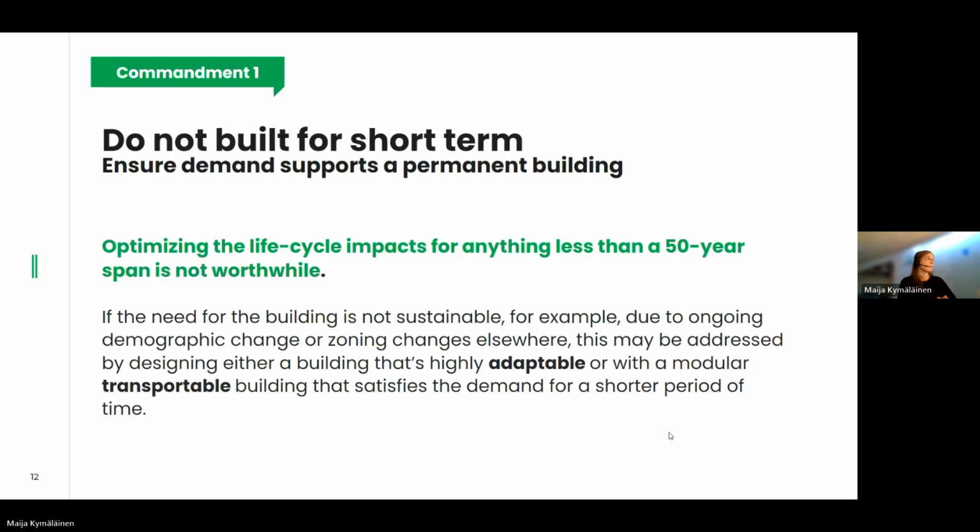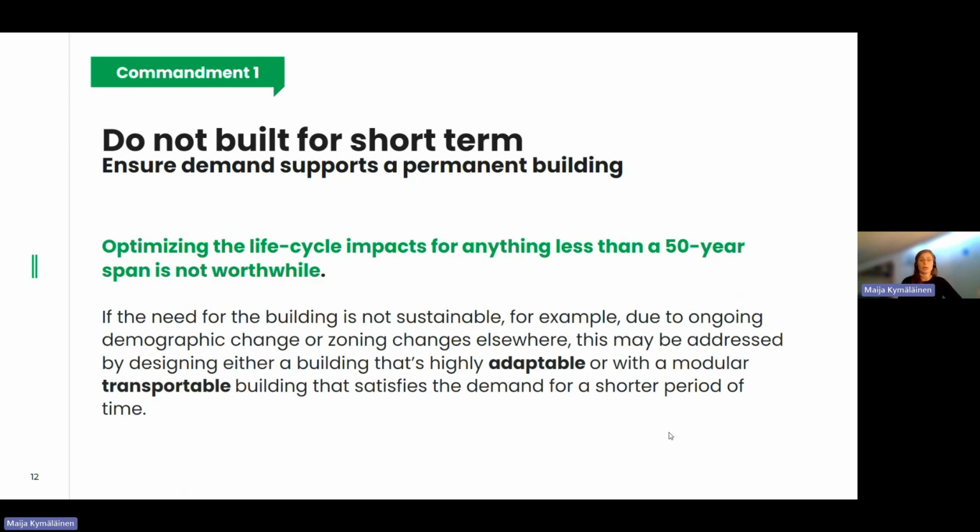Commandment 1: do not build for short term, but ensure that the demand supports a permanent building. Optimizing the life cycle impacts for anything less than 50 years is really not worthwhile. The shorter the service life of a building, the more impacts it will have per year. If we build for 100 years, we have 10 times less impacts per year than if we build only for 10 years, for example, because if it's only for 10 years, the demand is very short, and you will be putting a lot of materials there that will be taken away after a very short time. So the longer the building lasts, the more sustainable it is.